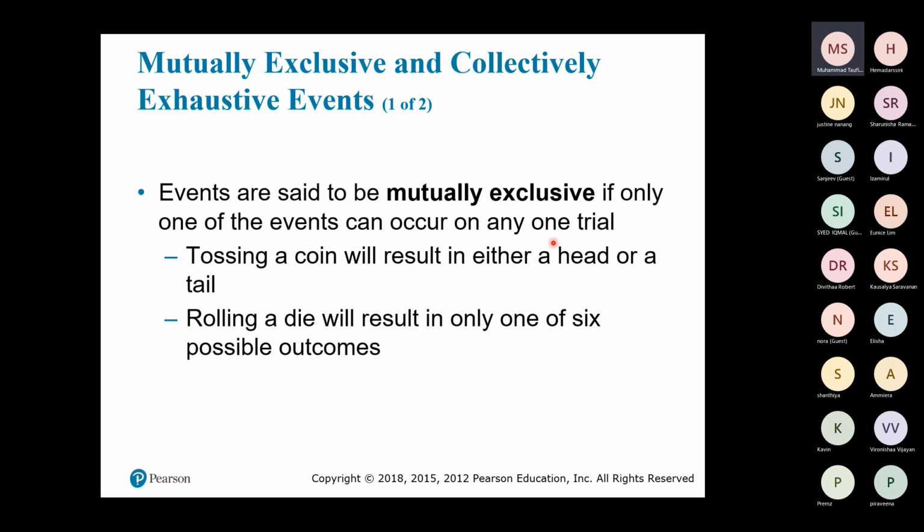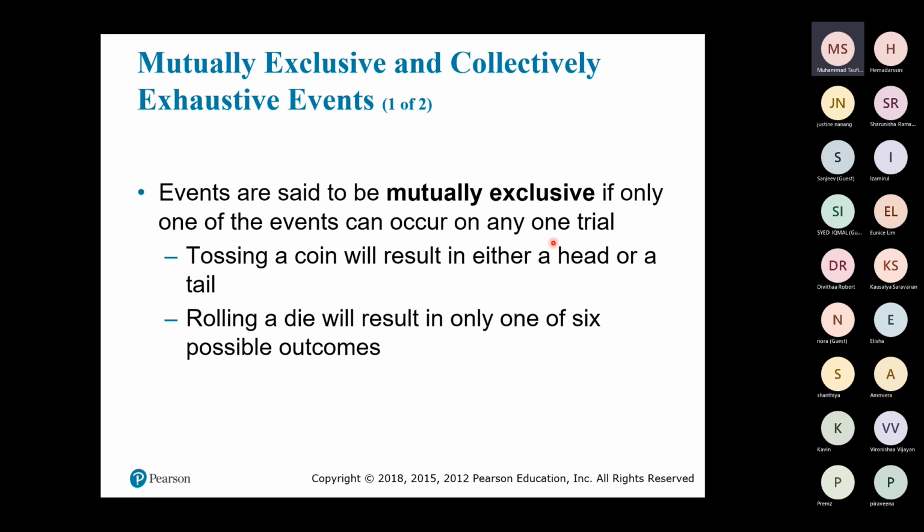It means that only one output you can get from one event. For example, if you toss a coin, you can either get head or tail. So getting head or tail when you toss a coin is mutually exclusive. Means that only one outcome you can get from an event.